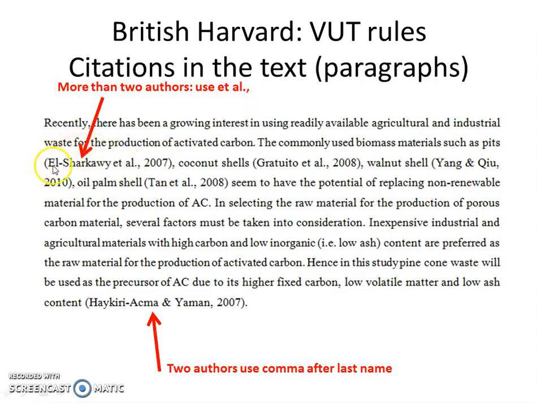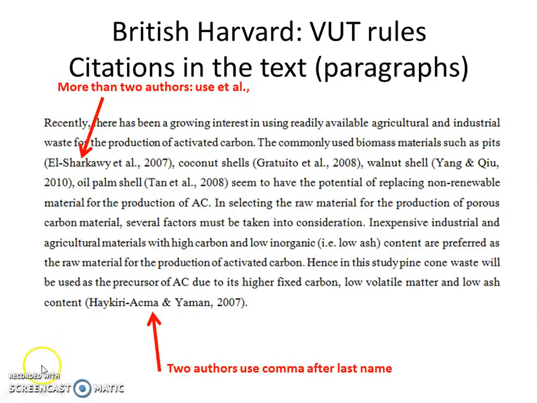So this means there are more than 2 authors. That's why we are using et al. So this information that we can get biomaterials such as pits is coming out of the article which is written by Shakawi. The information that we can use biomass from coconut shells is coming from the article where Gratu is one of the authors. So once again, because of this et al, it means there are more than 2 authors.